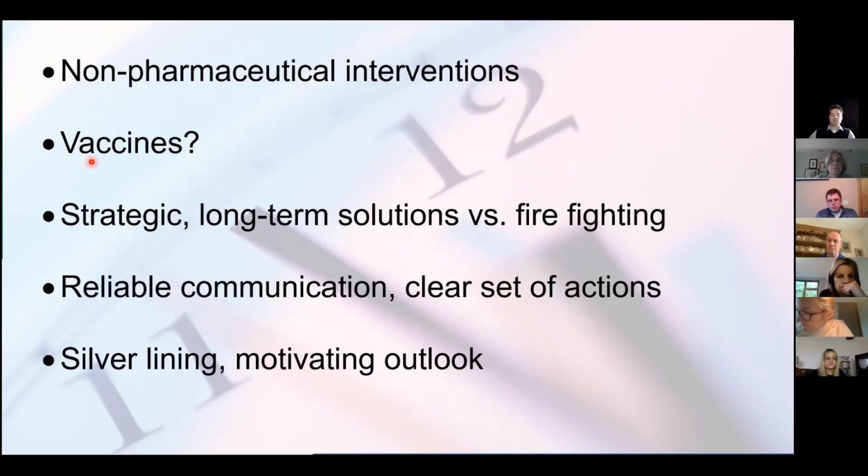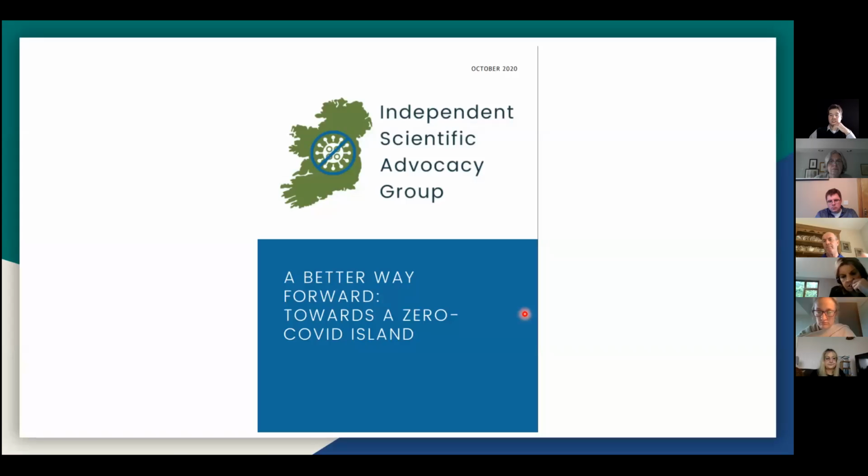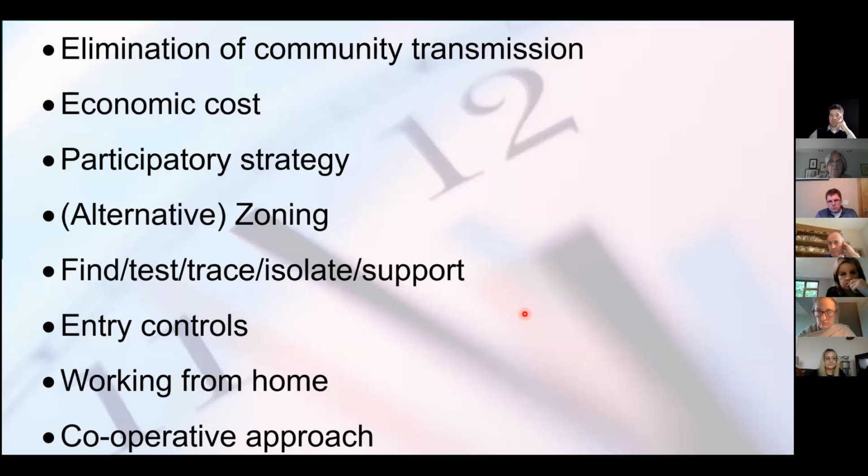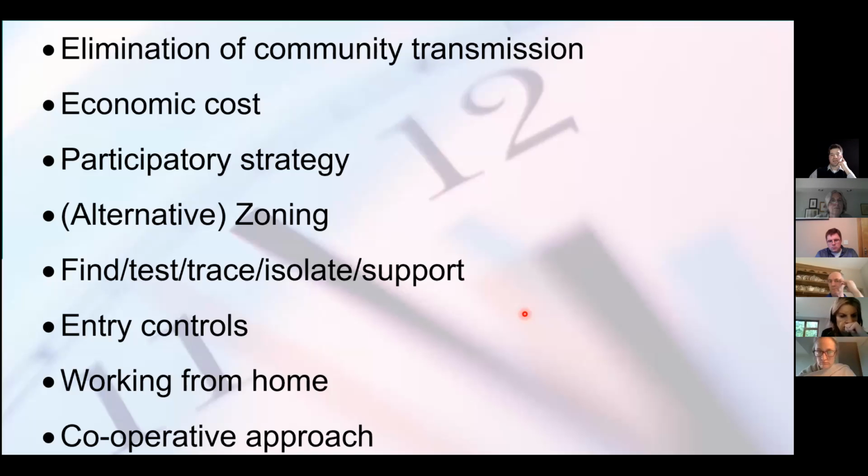I'd like to finish with some comments on things that I observed recently, which is either lack of communication or non-reliable communication, because we need to have a clear set of actions. Otherwise, the community and society will not buy in. Plus, there needs to be something like a silver lining or motivating outlook. And that's where this ISAG, this Independent Scientific Advocacy Group, comes in, because there's quite a whole mix of measures proposed. So it's not a single measure that will do the trick. We need to really have a concentrated effort on all of them.